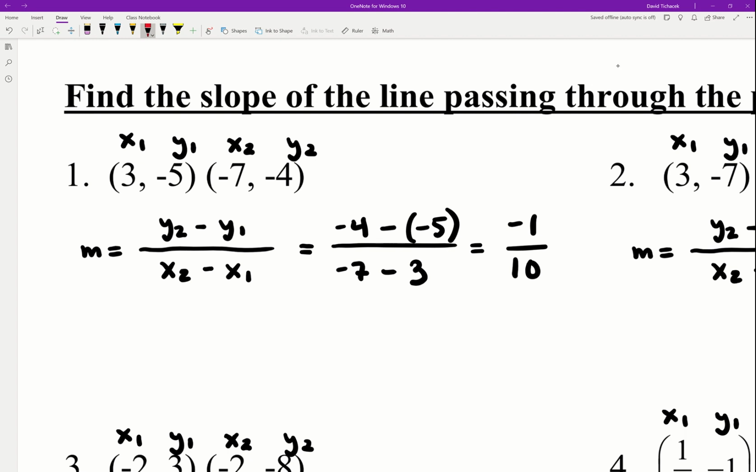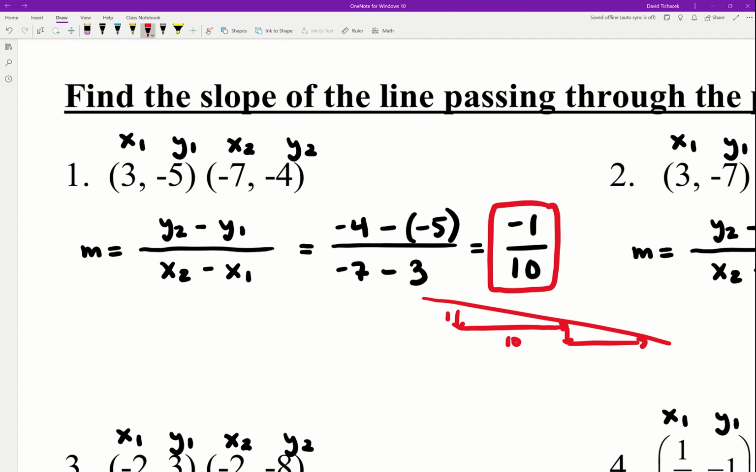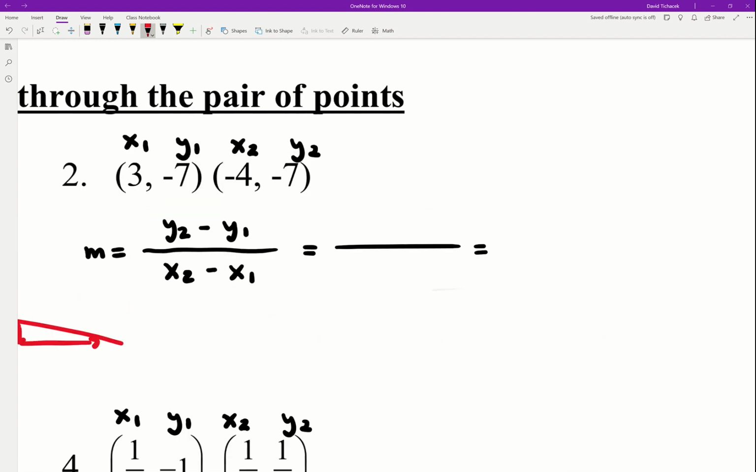And I always want you to make sure that you leave your slopes as fractions. So that's going to be negative 1 over 10. That means for every 1 unit you fall, you would run 10. So fall 1, run 10. And that gives you a nice little stair pattern for the line there. Okay, here's the next example.